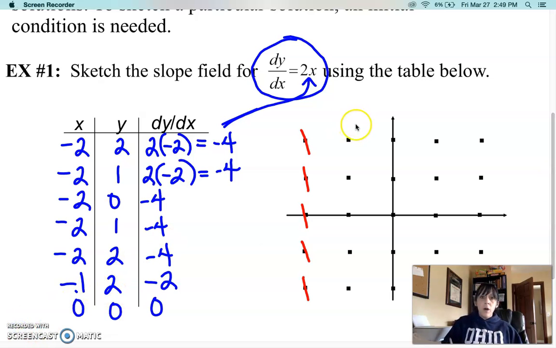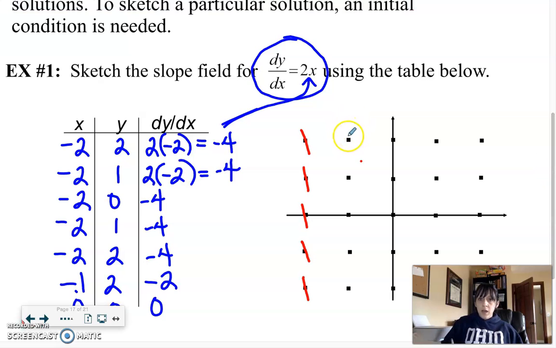Okay, so I need to continue making little line segments to represent the slope at that location. So the slope at -1, 2, we found to be -2. Now I'm going to make sure when I draw this line segment that it is still going down, but it's not as steep as the -4 line segment, okay? And this is just do your best to make it look like it's not as steep. And notice I made all of these -2 slopes because all of these have an x value of -1. And so they would all have the same slope because of the way the equation is set up in this question.